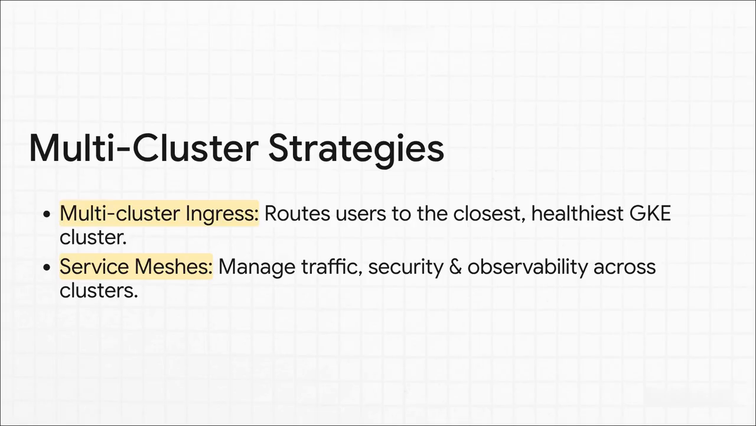Then, the second approach is using a service mesh, like Istio. This creates a whole dedicated infrastructure layer on top of your clusters to control traffic flow, security, and observability in a really granular way, even across regions. Both are super powerful options for true global service delivery.